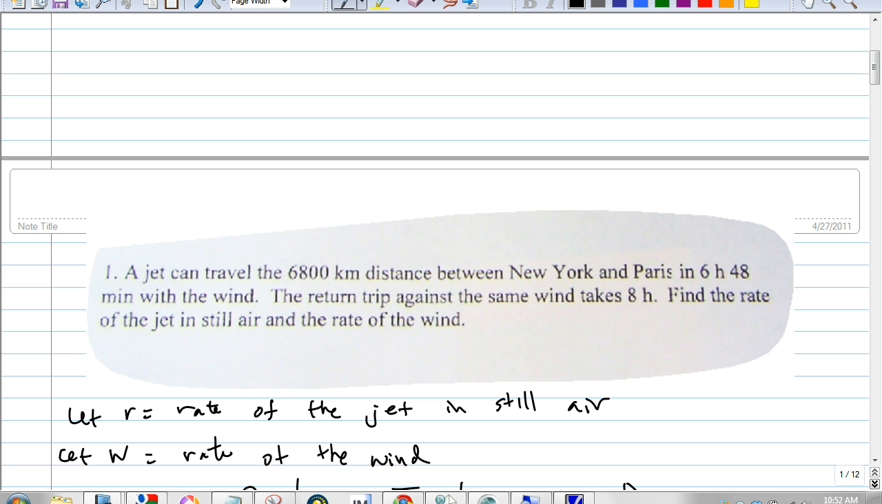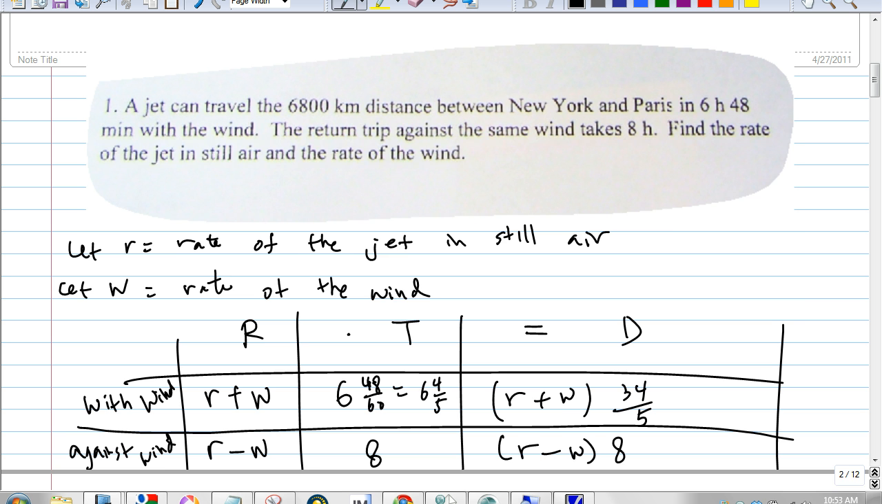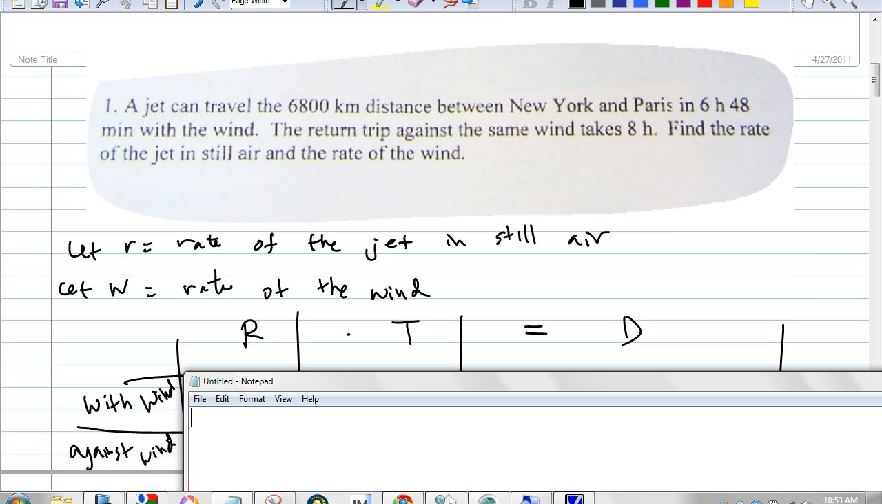So do you think I could do a little table for this? It's not that bad though, isn't it? So whenever you have rate, time, and distance, make a little table, okay? It'll make it a lot easier. So there are two situations, right? The plane is going with the wind, right? Another scenario is the plane is going against the wind. And I wrote down R times T equals the distance. Right, we do a little table.